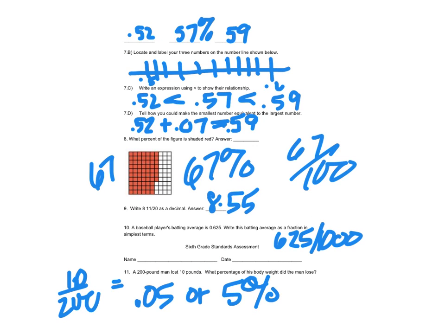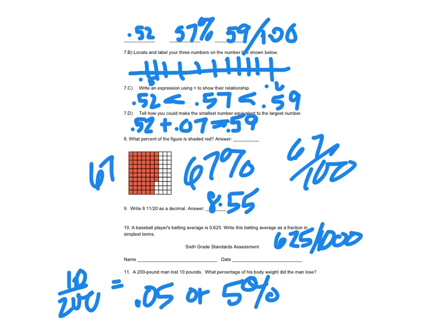Okay, so number 7 is asking you to identify 3 numbers between 5/10 and 6/10, or 0.5 and 0.6. Express one as a decimal, one as a fraction, and one as a percent. So I chose 0.52, 0.57, and 0.59. So the first one, 0.52, there's my decimal. 57% is my percentage, and then 59/100ths is my fraction. So that's how you get that one done.